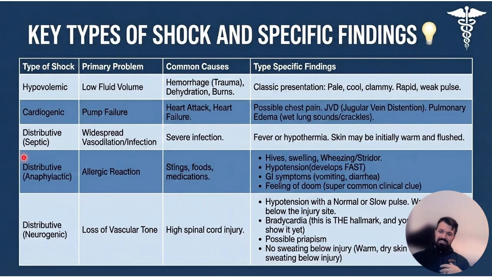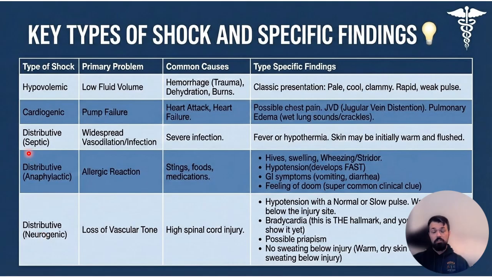So distributive shock: dilate, widespread dilation, infection. So septic shock, usually you're going to see signs of localized infection first, like UTIs, pneumonia. Okay, you may see those who may progress to sepsis and then to septic shock.